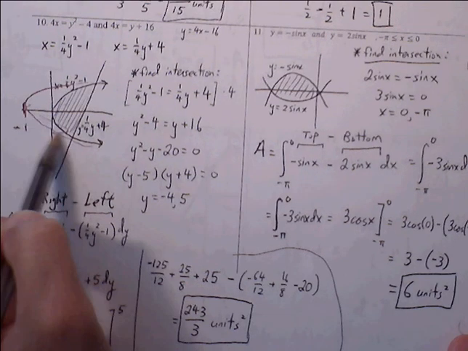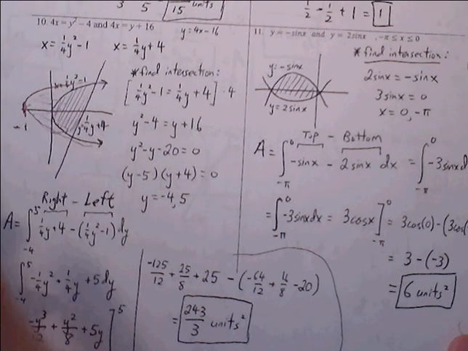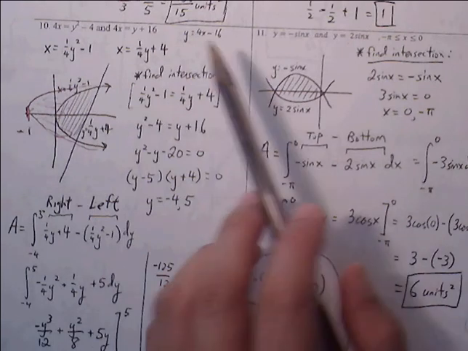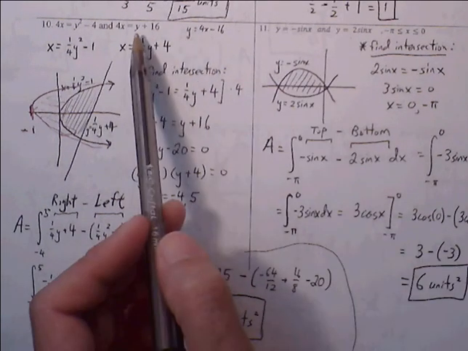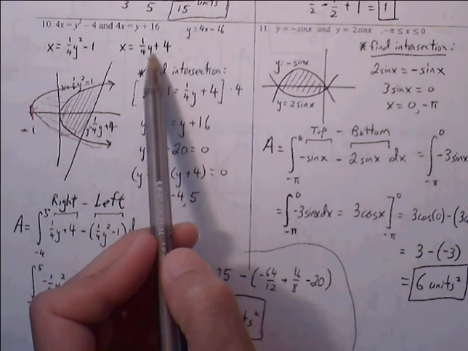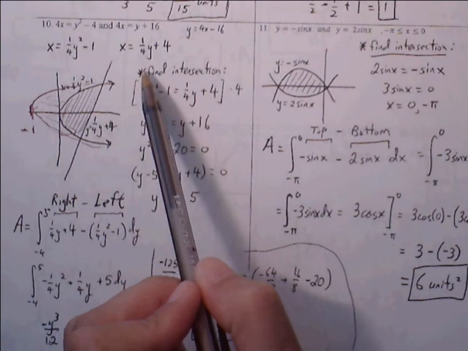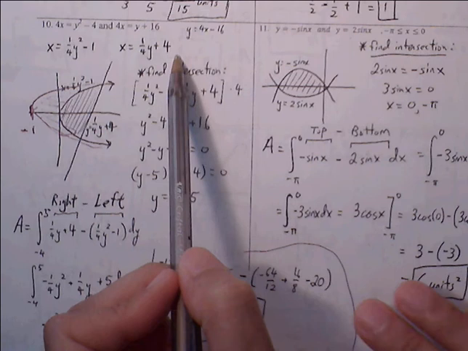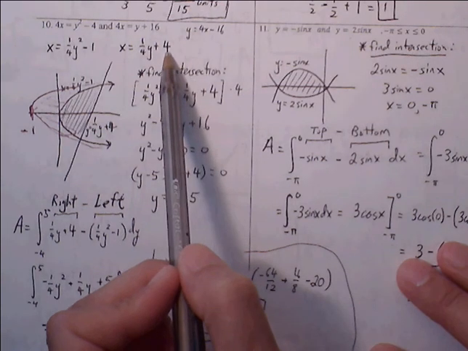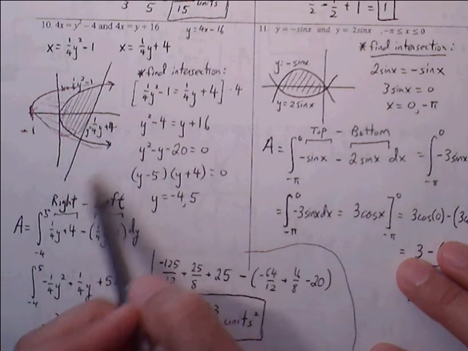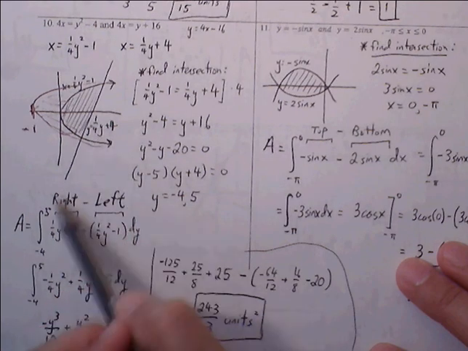Okay, all right, and then we also have the linear graph, which is 4x equals y plus 16. So we solve for x, we get 1/4 y plus 4. This is a graph that is going to have an x-intercept of 4 and a slope of 1/4. So here we have the graph here.